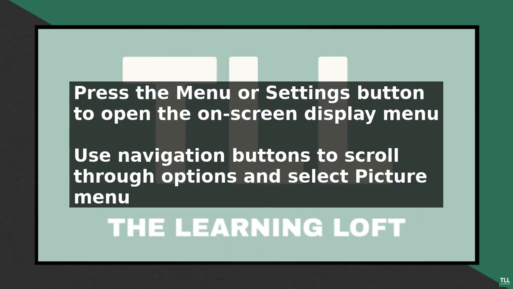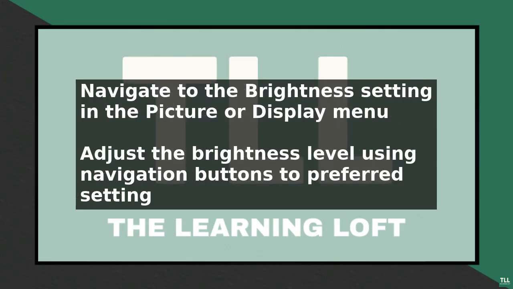You can also explore other picture settings, such as contrast and color temperature, to optimize your viewing experience. Alternatively, you can use the monitor's hotkeys to quickly adjust the brightness. Check your AOC monitor's manual or online documentation to find the specific hotkey combination for brightness adjustment, often involving the use of the plus and minus buttons.